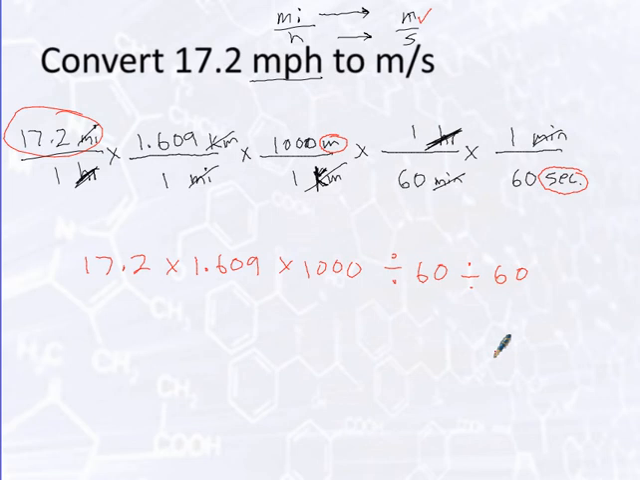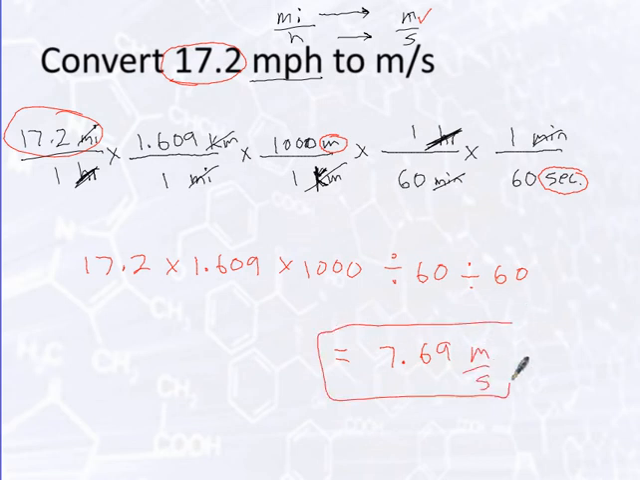Alright, and I need 3 significant figures since there's 3 in my starting number, and I get the answer of, drum roll please, 7.69 meters per second. And that is my answer for the first example. That wasn't that bad. It's just a little bit time consuming, very tedious, but it's definitely doable as long as you make sure your units cancel out. You're golden.